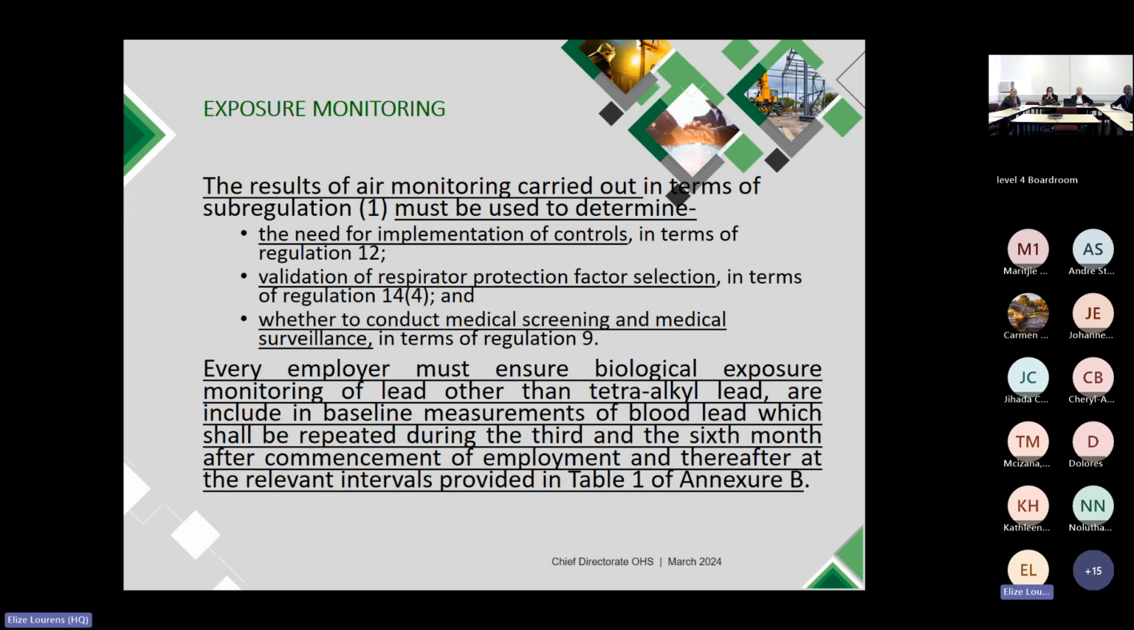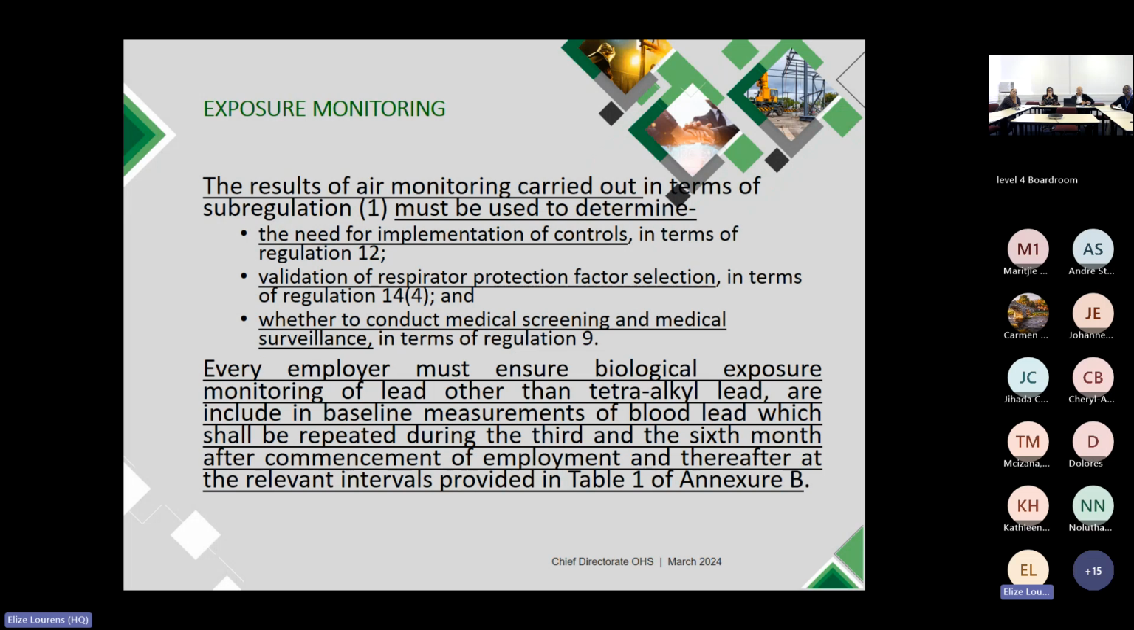The results of air monitoring carried out in terms of one, so that is the air monitoring, must be used to determine the need for implementation of controls, validation of respiratory protective selection, and whether to conduct medical screening and medical surveillance. So as you can see, as we said in the beginning, exposure monitoring is both of these things, and they are related to each other.